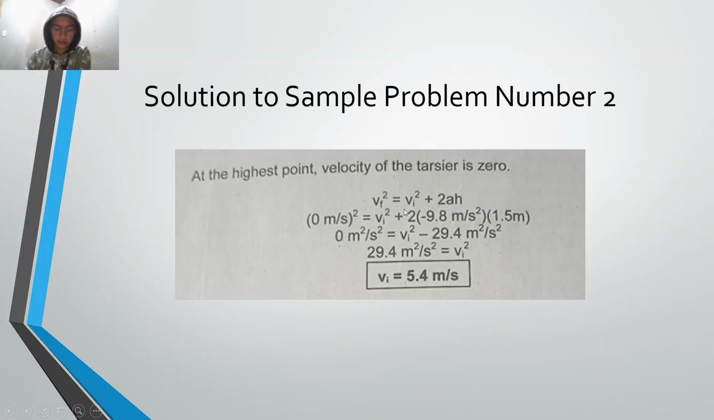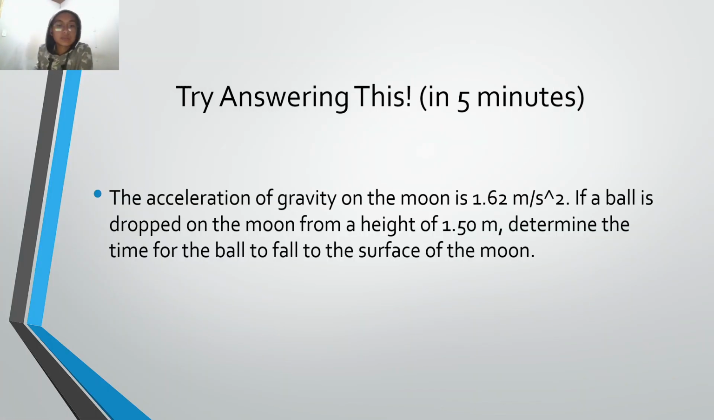So, now, try answering this. The acceleration of gravity on the moon is 1.62 meters per second squared. If a ball is dropped on the moon from a height of 1.50 meters, determine the time for the ball to fall to the surface of the moon.